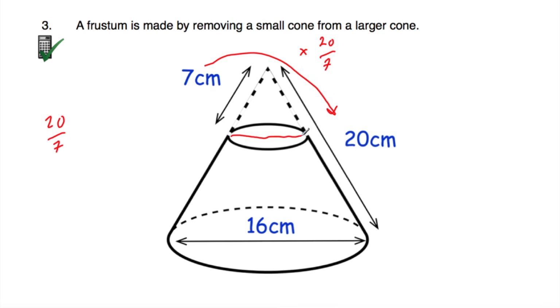So that means if we want to work out the diameter of the smaller cone, we just need to take the diameter of the larger cone, which is 16, and divide it by 20 sevenths, because obviously it's smaller. So if we do 16 divided by 20 sevenths, that's equal to 5.6. So that means the diameter of the smaller cone is 5.6 centimeters. And that's fantastic, because now we can work out the surface area of the frustum. We've now worked out the diameter of the base of that smaller cone, which will be the diameter of the circle at the top of the frustum.